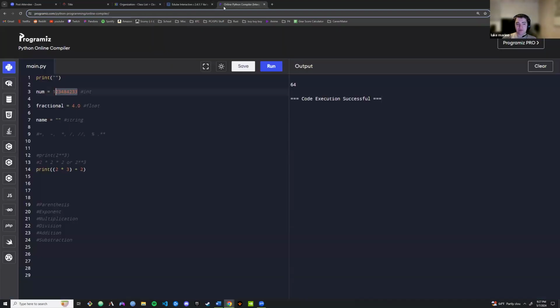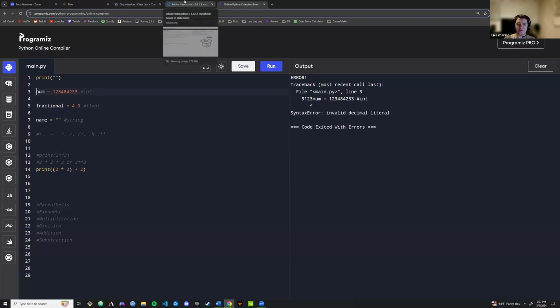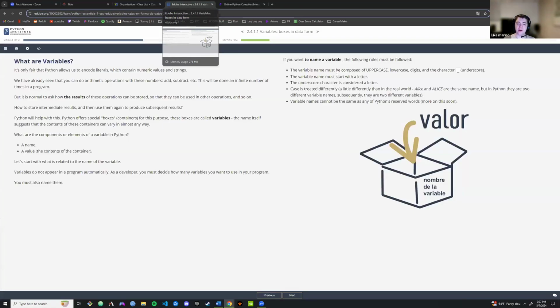If you want to name a variable, you can't just name it anything you want, sadly. I can't just do... that's not going to work. That's going to give me an error here. Because there are certain rules, certain conventions that you have to follow when naming a variable. The variable name must be composed of uppercase, lowercase, digits, and the underscore character.